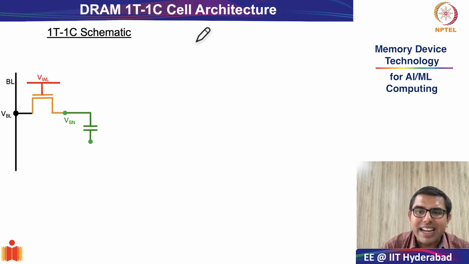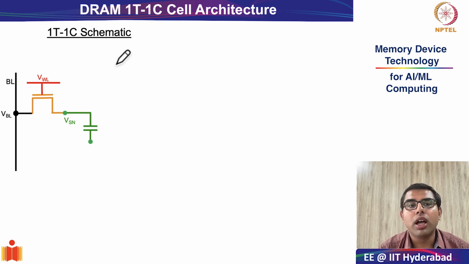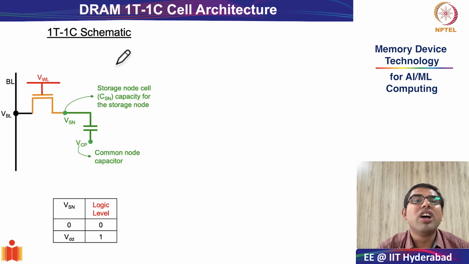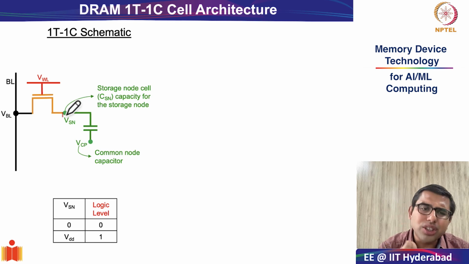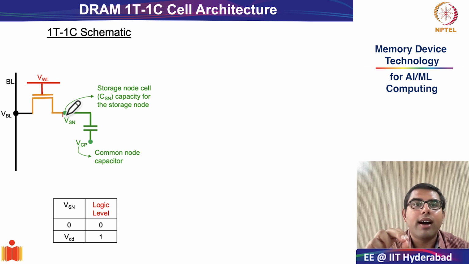The schematic for the individual 1T 1C cell looks very straightforward. The most important part of this 1T 1C arrangement is, of course, your storage node. The storage node is the intersection between your access transistor and the capacitor. This common node between the access transistor and the capacitor is known as the storage node, and it is the most vital functional part of your 1T 1C cell.